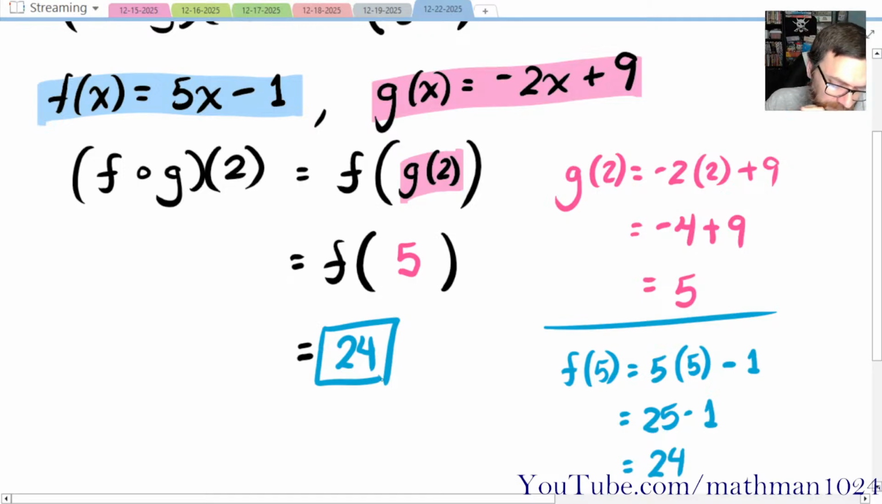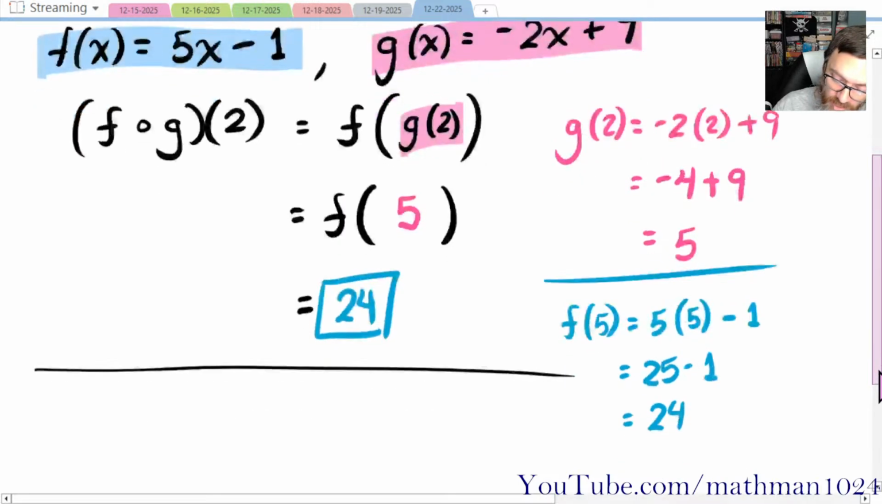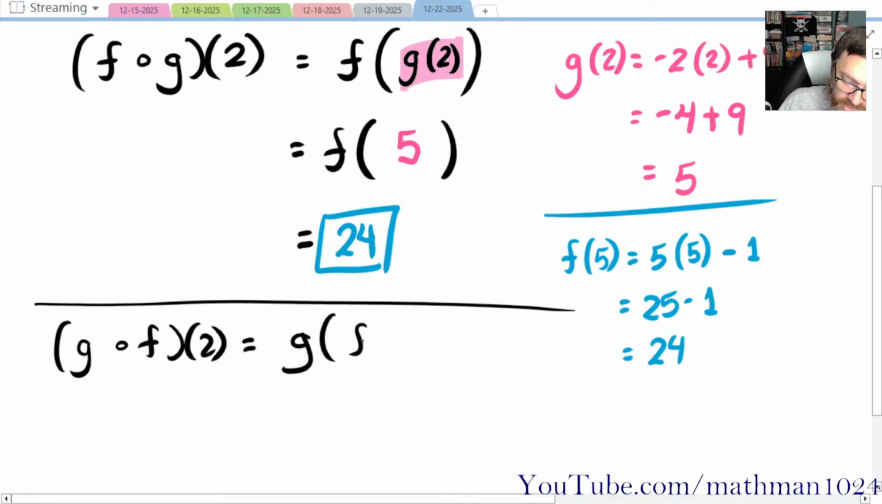Now, what do you think would happen if we were to swap the position of g and f? Would it make a difference? Typically it does. So if I were to just swap these positions and I did g of f of 2, that means the order is changing, and so I have to do f of 2 first, and then I'm going to plug that result into g. So g is the one who's waiting this time.